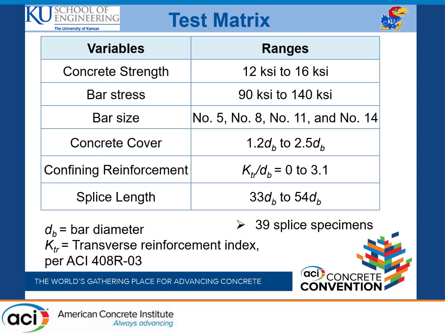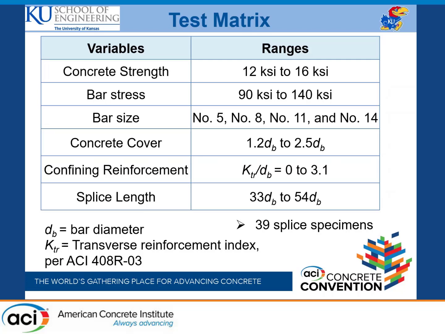For that, we have designed a test matrix including 39 splice specimens with different variables that are known to affect bond strength. As we are targeting high-strength concrete, our concrete strength ranges from 12 ksi to 16 ksi, and we are targeting bar stress from 90 ksi to 140 ksi.